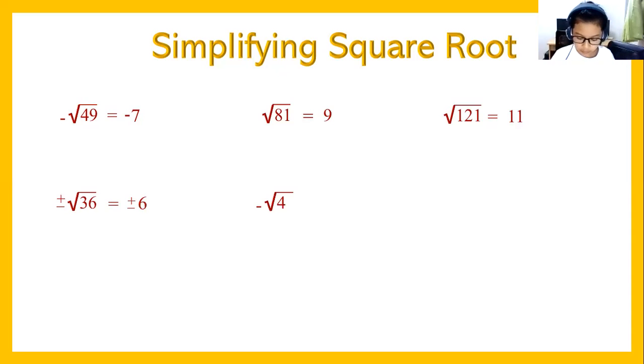Oh, this is a very small number. This is easy for you. Square root of 4. 16. The square root of 4. I'm going to multiply. That's the smallest number.